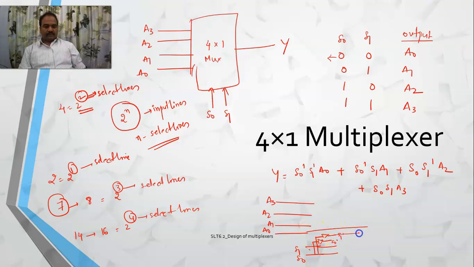A0, S1 dash, and so these three go into an AND gate. The second one is S0 dash must be there, S1 must be there. So S0 dash, A1, S0 dash, and the other one is S1. Similarly for the other terms. All these terms should then be subjected to an OR gate. So this is my output. This is the way you will be realizing it through gates.